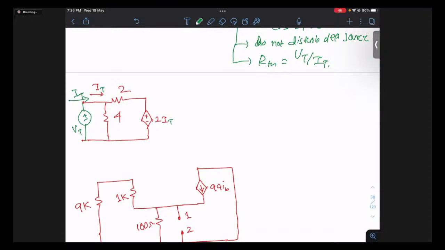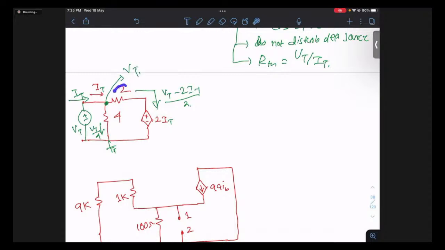Now at this node, this current is basically Vt by 4, and this current is basically Vt minus 2It divided by 2, because if I take this point as ground, I can tell this node voltage is Vt.